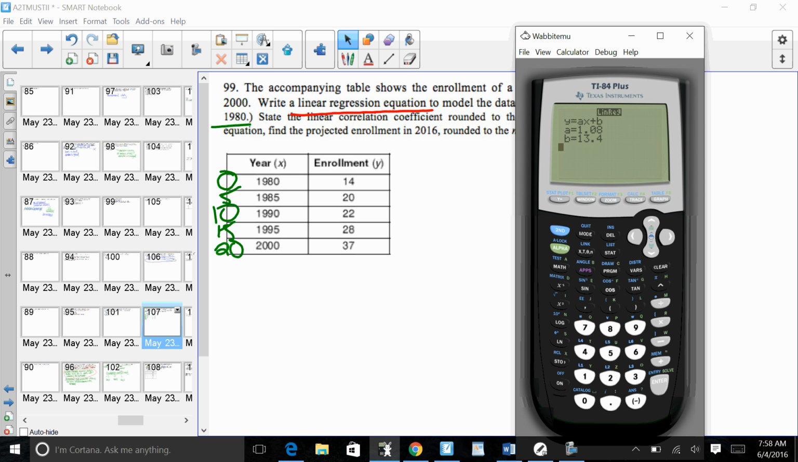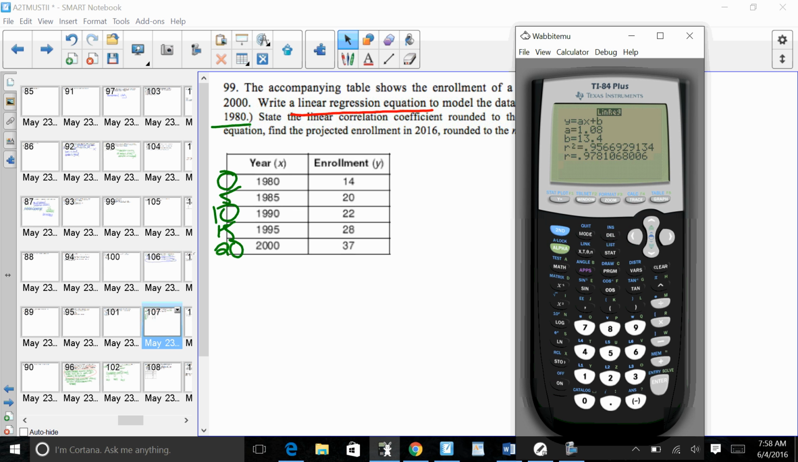Now, I'm not seeing my R values here. So to get my R values, I have to go to mode. I have to turn my stat diagnostics on. So now when I repeat the process and go stat calc 4, I'm going to see everything I want.